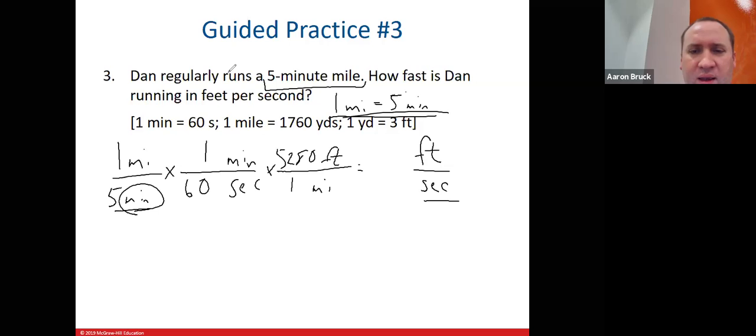So if you didn't get there, you could have used these two conversions as well. They would have ended up netting the same result. 1760 multiplied by 3 is 5,280.